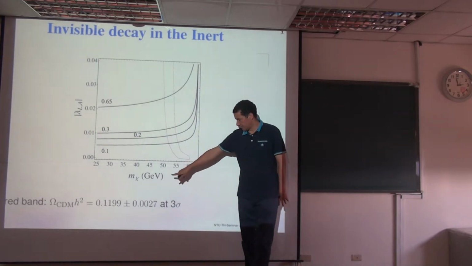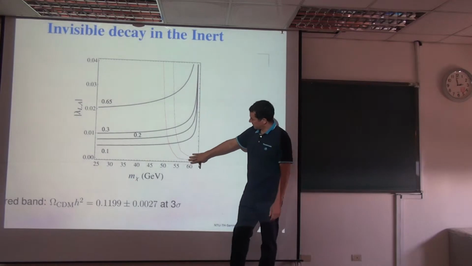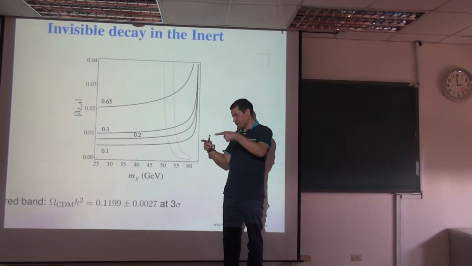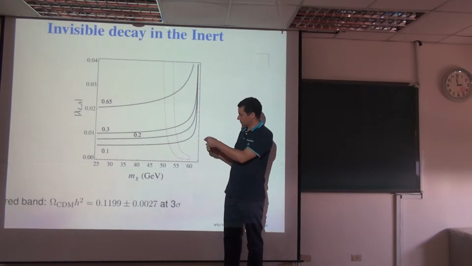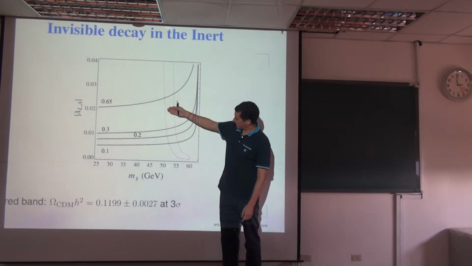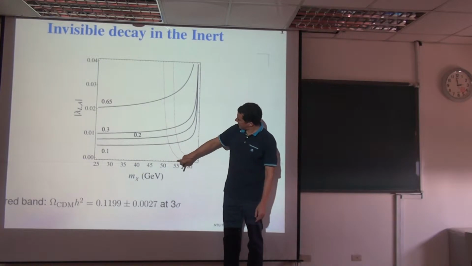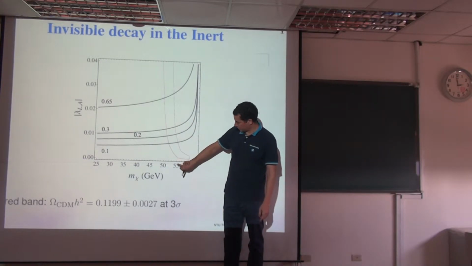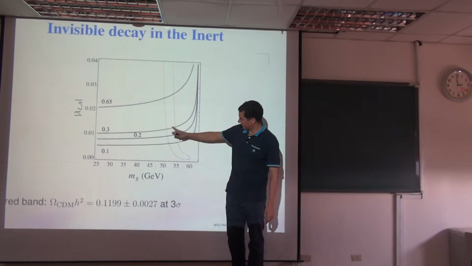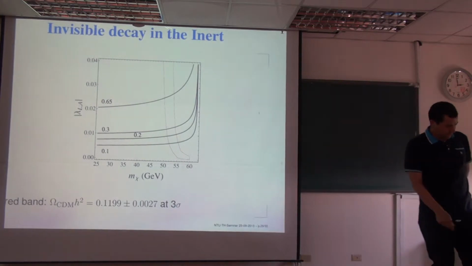The red band, I'll explain this later. This is just the 3 sigma band of the relic density. The relic density only shows up close to the resonance, because you have chi-chi going to the Higgs. When you reach the resonance of the Higgs, the relic density starts to have some enhancement. And only this region here is allowed. If the invisible decay is open, the dark mass should be in this area around 53 to 55 GeV.